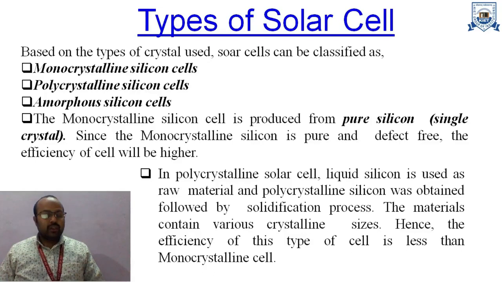Now, types of solar cells. Basically, we have three types of solar cells: monocrystalline silicon cells, polycrystalline silicon cells, and amorphous silicon cells. The monocrystalline silicon cells are made of pure silicon and their efficiency is higher than the other ones. Polycrystalline silicon cells use polycrystalline silicon as the raw material, made by a solidification process, and their efficiency lies between monocrystalline and amorphous silicon solar cells.